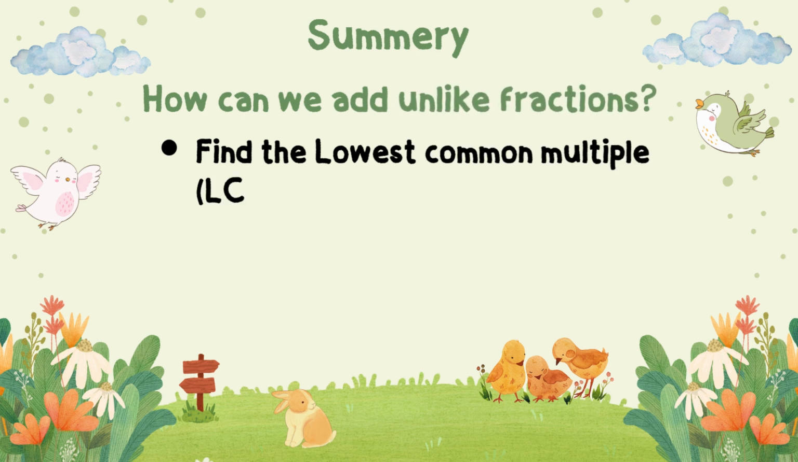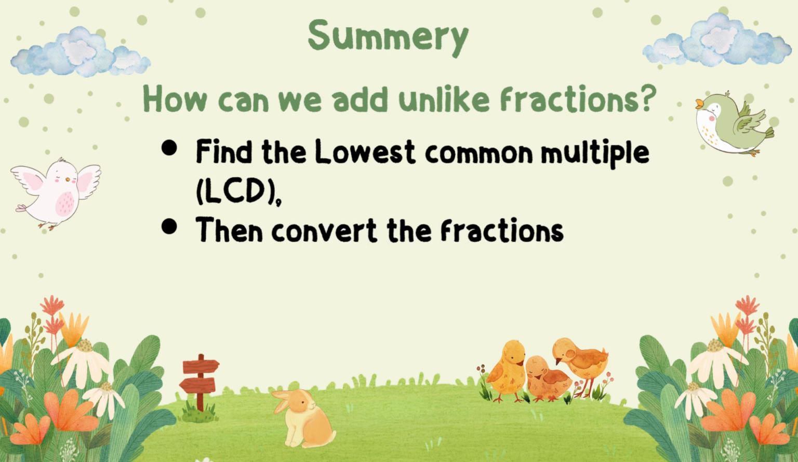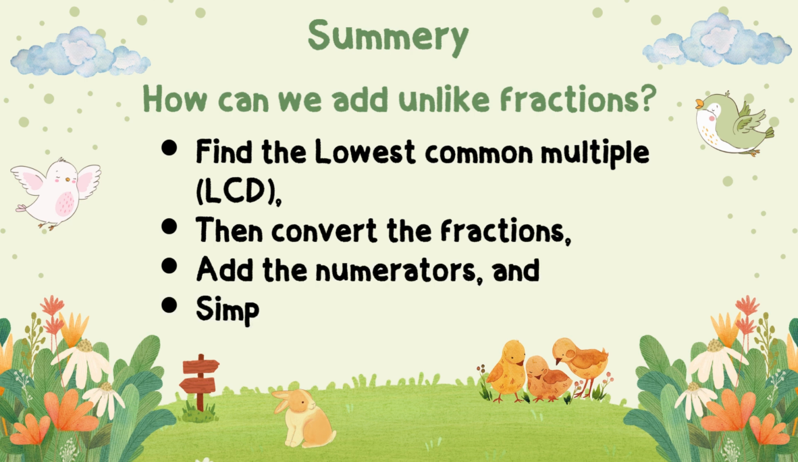Okay. So let's summarize what we have learned today. In order to add unlike fractions, we find the LCD, then convert the fractions, add the numerators, and simplify if needed. That's it. Keep practicing, and you'll be a fraction pro in no time.